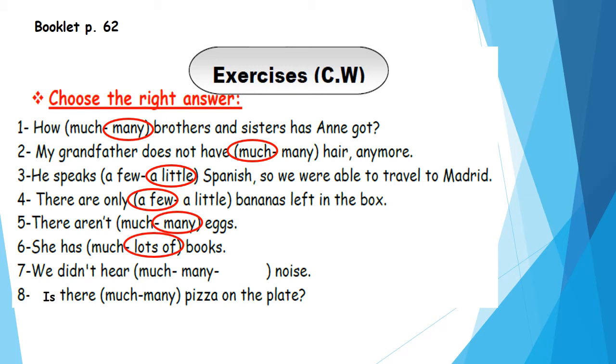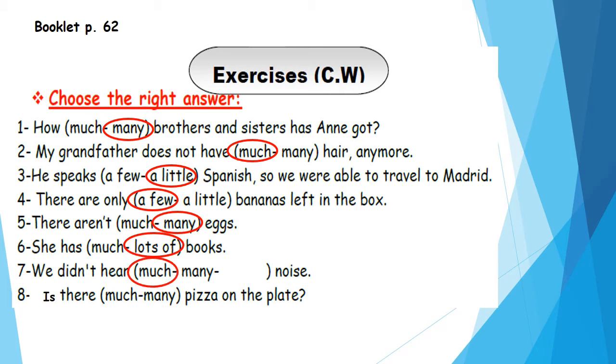Number 7. We didn't hear many noise. We use much for uncountable nouns and many for plural countable nouns. Noise here, can we count noise? No, it is uncountable. So we'll use what? Much.